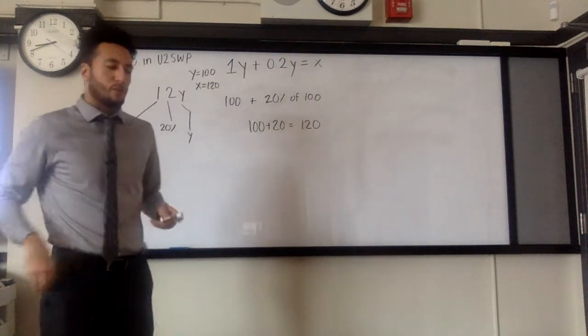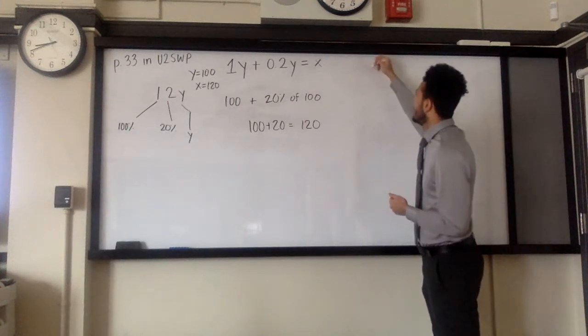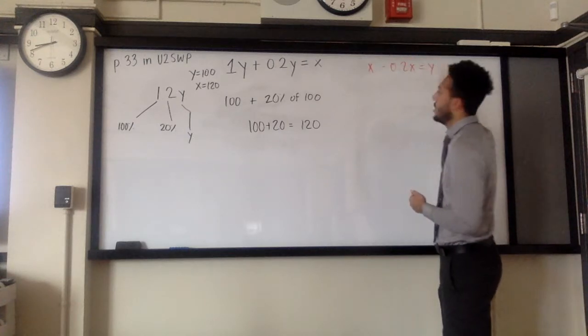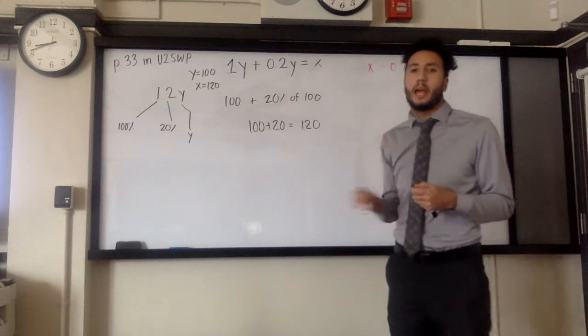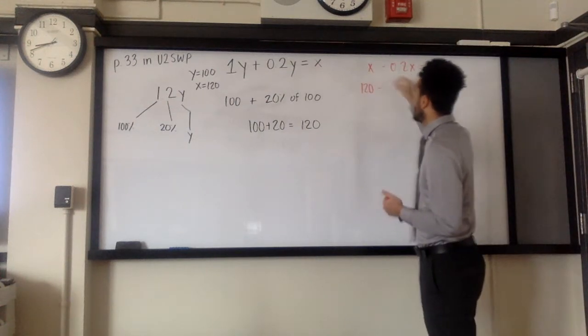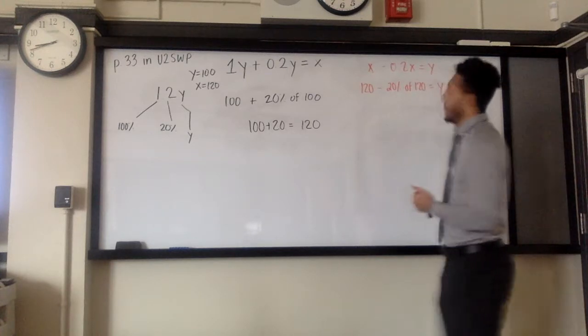When I tried it with Mr. Rob's strategy, we saw something a little bit interesting. If we started off at x, and we subtracted 20% of x to get to y, again, we substituted those same values that we had on the other side of the board. X would be equal to 120, and we are subtracting 20% of 120 to get back to my y.